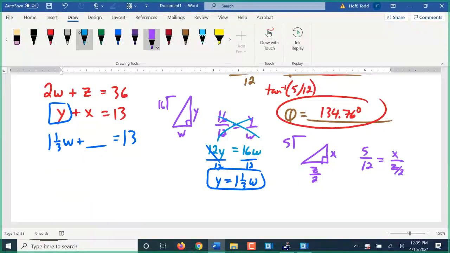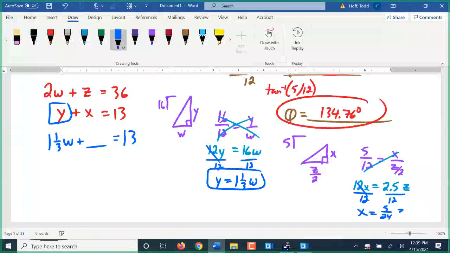So when we cross multiply here, this direction we've got 12 times X is 12X. 5 times Z over 2 is 2.5, or 2.5 Z. If I want to solve for X here, I can divide by 12. X equals 2.5 over 12, which is the same as 5 over 24, Z. So X is 5/24 Z, so I can put 5/24 Z in here.